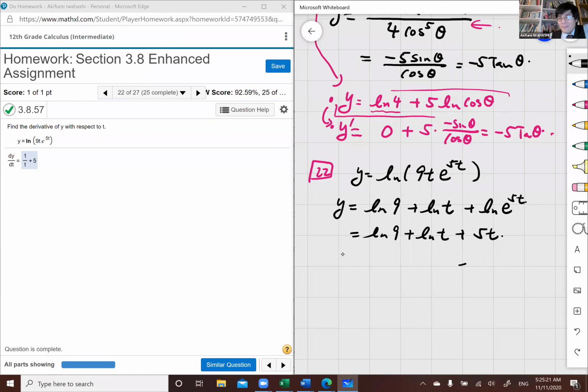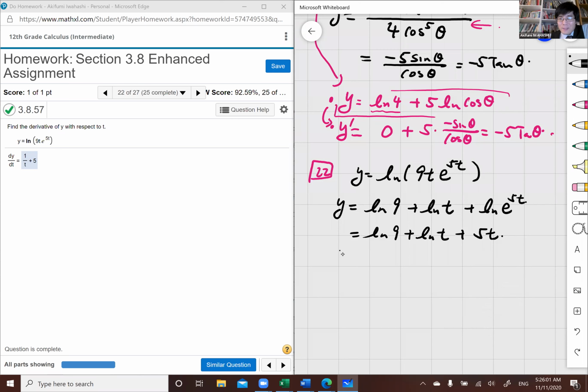Do you remember? ln of e is equal to 1, right? And ln of e to the power of x is equal to x, right? This is just a rule, because ln is the same thing as log base e. Do you remember? And this is equal to 3, right, because this is 2 to the power of 3. So in general, when you have log base b of b to the power of x, that's equal to x, because exponent and log are inverse to each other. So this part is actually equal to 5t.